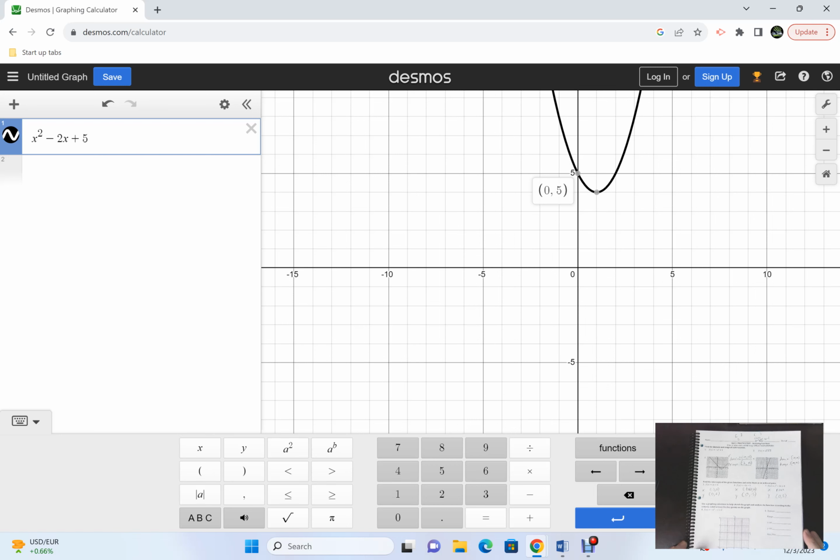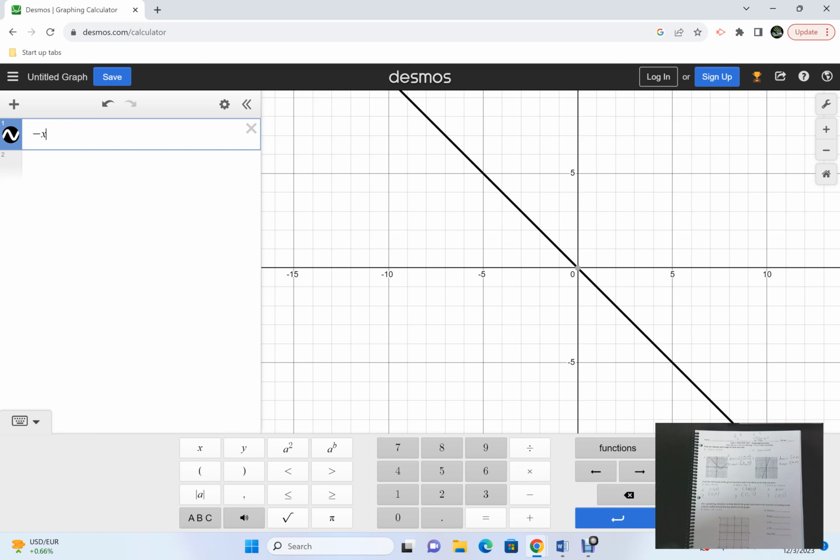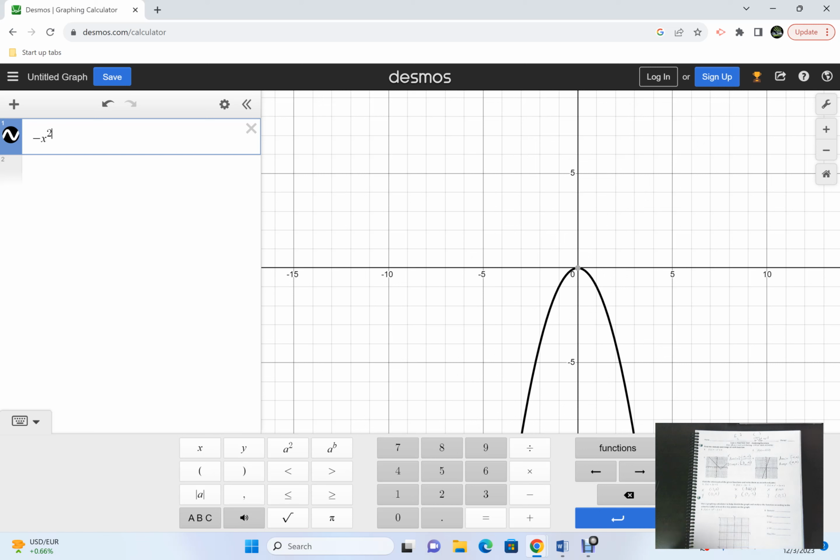Now the next one wants me to combine all those things, so let's plug in our next equation. This one wants me to do domain, range, intercepts, and the max or min. So, negative x squared, and then minus x, and then plus 2. Okay, so first of all, domain.